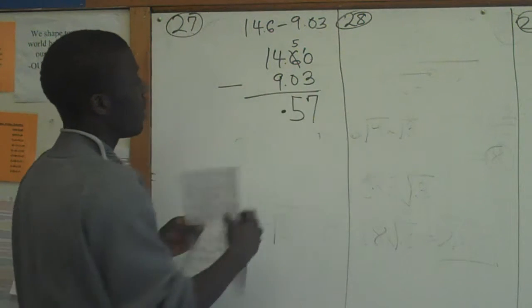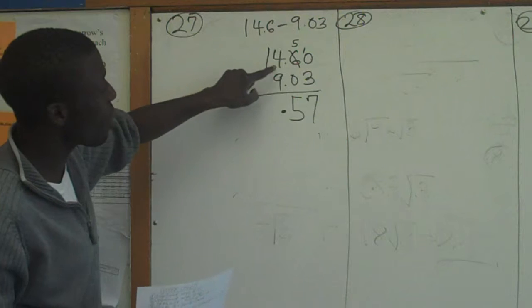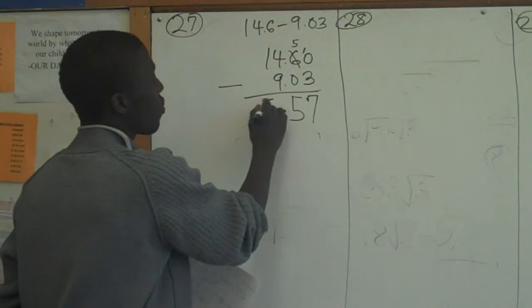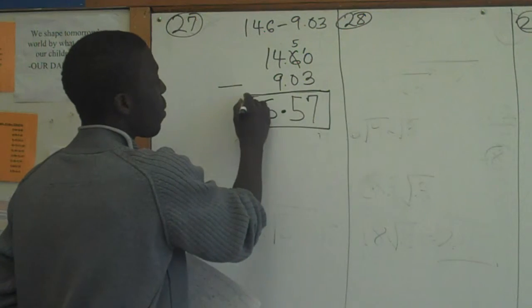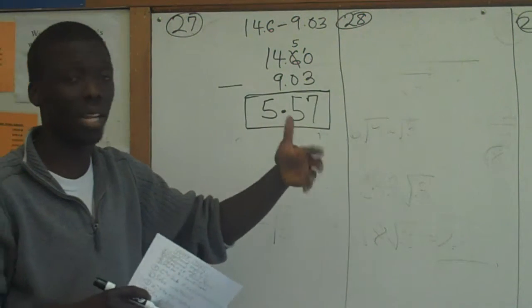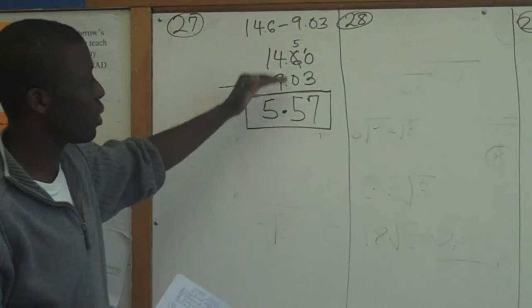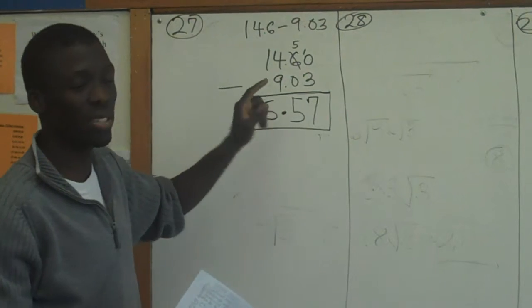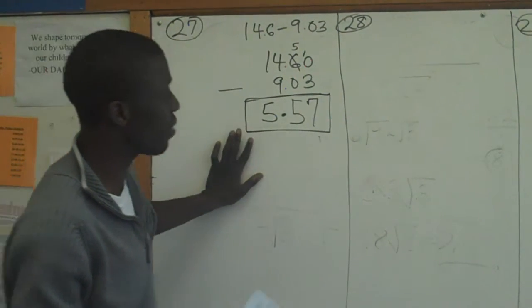And now we have this side left. 4 minus 9 is not possible, but we know that 14 minus 9 will give us 5. So all you do with that problem is make sure you remember to write 14.6 in a different way that would allow you to solve it together with 9.03. If it was 14.6 minus 9.3, that would be easier. So be careful with that.